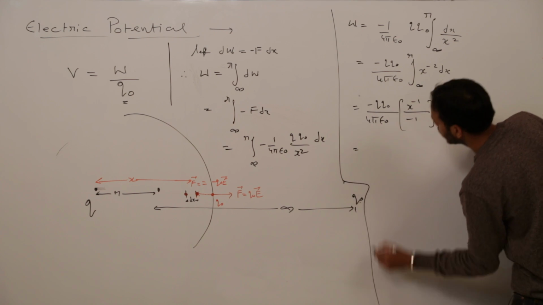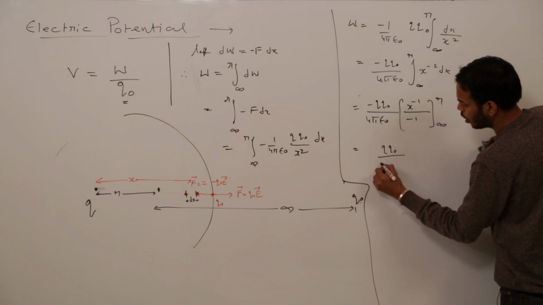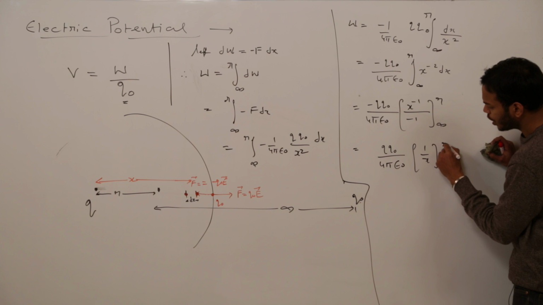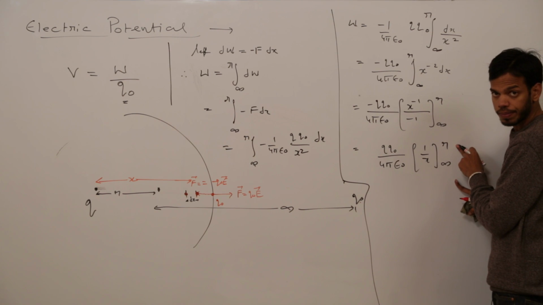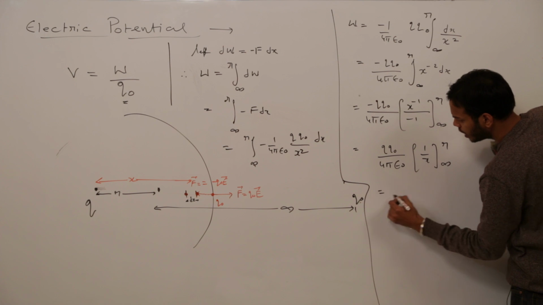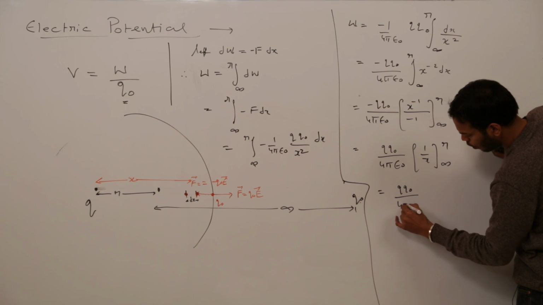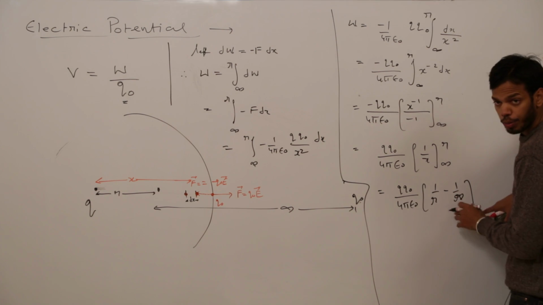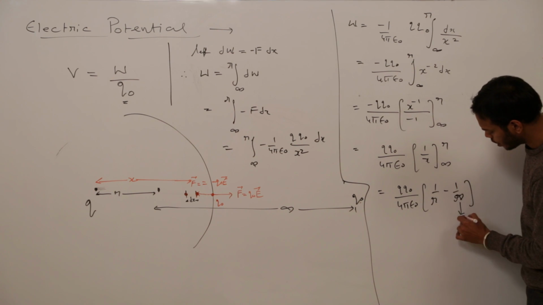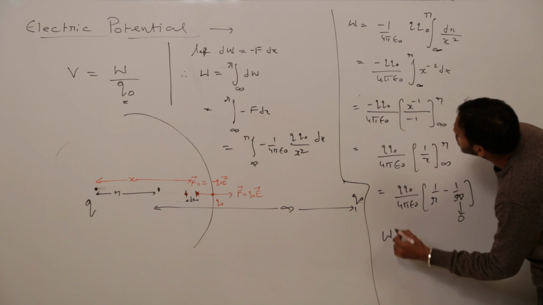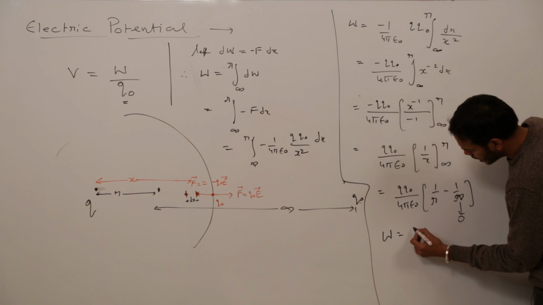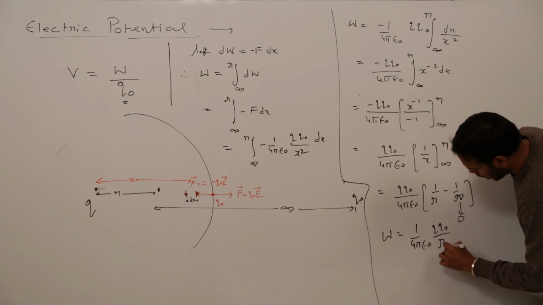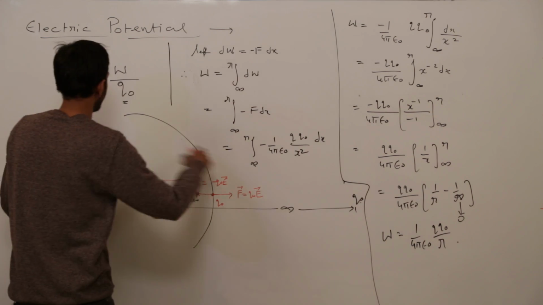So you are left with Q naught upon 4 pi epsilon naught, x raised to power minus 1, which is 1 upon x, from infinity to R. How do you put the limits? Upper limit minus lower limit. So you are left with Q naught upon 4 pi epsilon naught, 1 upon R minus 1 upon infinity. What is 1 upon infinity? 0. So this term is 0. Hence total work done is 1 upon 4 pi epsilon naught Q naught upon R.